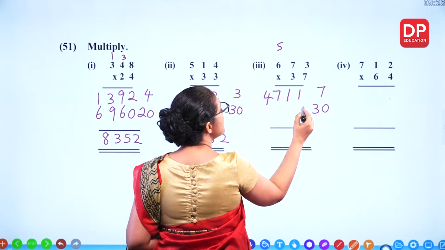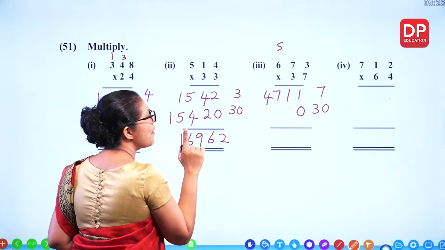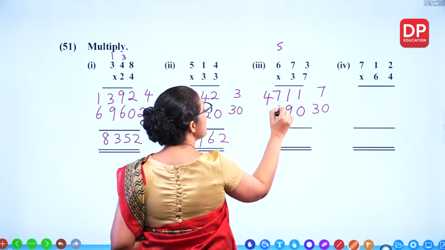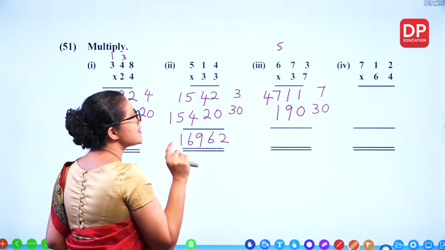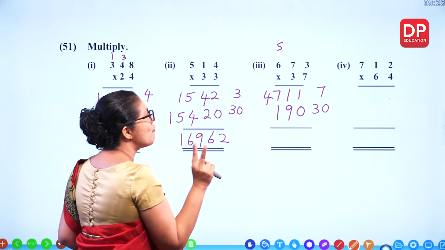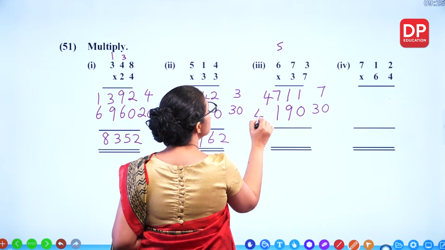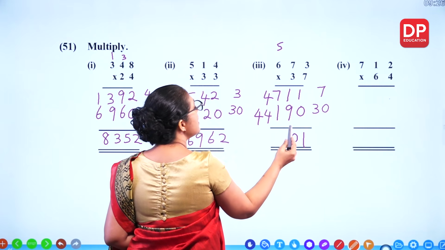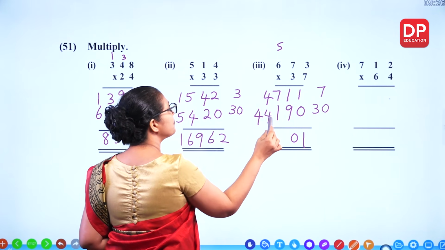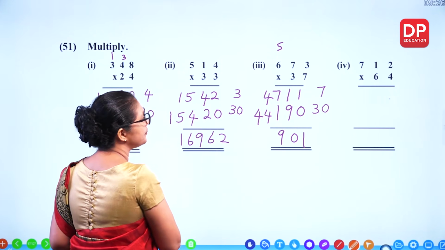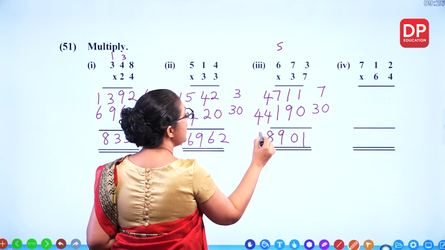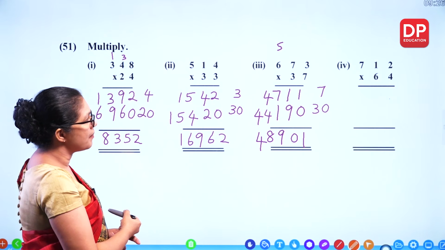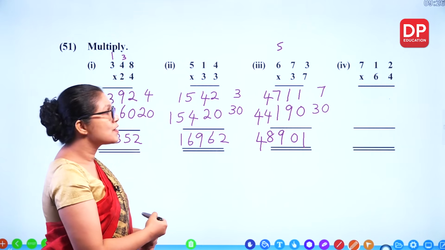Then multiply by 30 means put a 0 and multiply by 3. 3 times 3, 9. 3 times 7, 21. 2 remaining. 7 times 6, 42. 42 plus 2, 44. Now add these. You get 10 and 1 there. 8 and 1, 9. Here 4 and 4, 8 and 4. 48,901. Now multiply by 64.